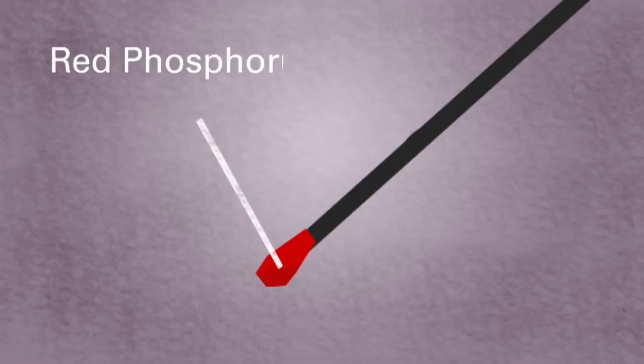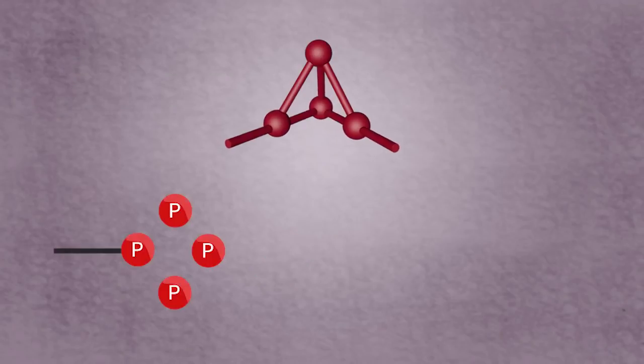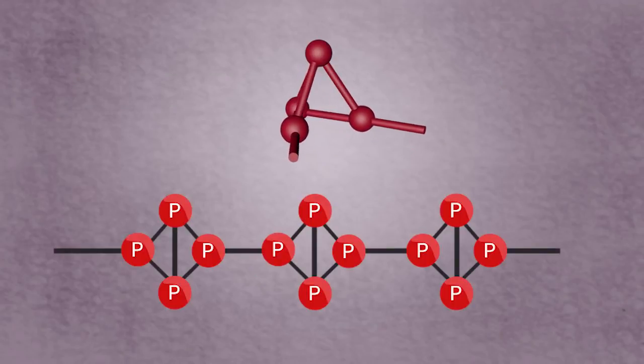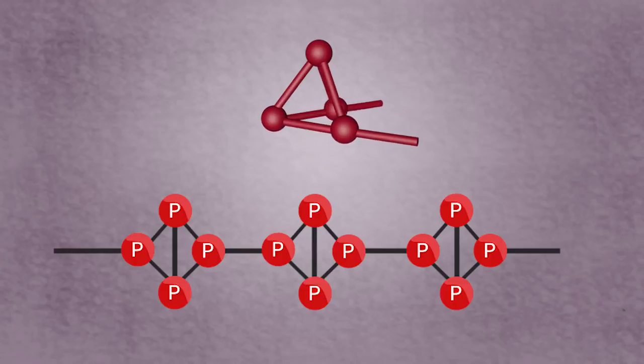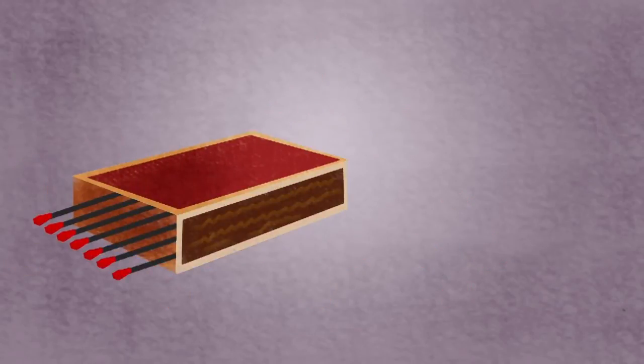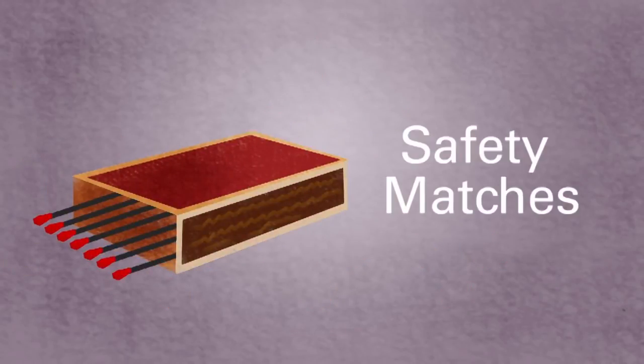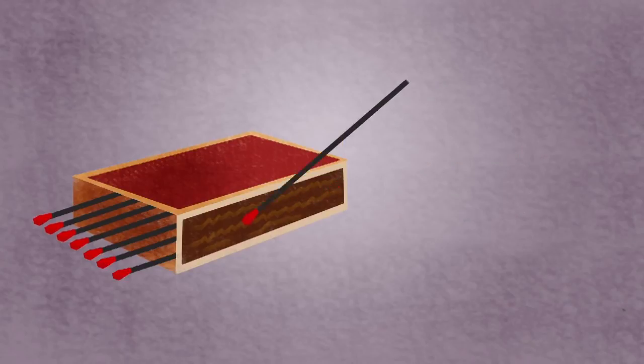The next time you strike a match, have a look at the match head. The match head is usually red. This is due to the presence of red phosphorus, an allotrope of phosphorus. The phosphorus atoms in red phosphorus are linked in a polymeric chain. Matches made of red phosphorus are known as safety matches. In order to ignite, it must be struck against the striking surface on the outside of the package.